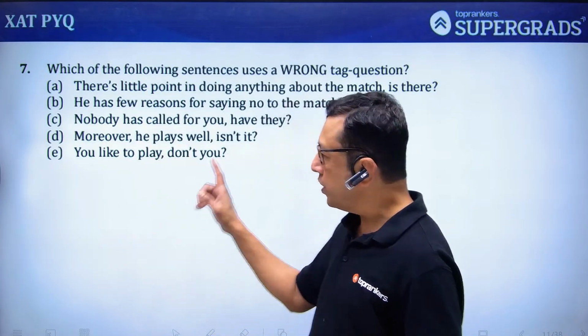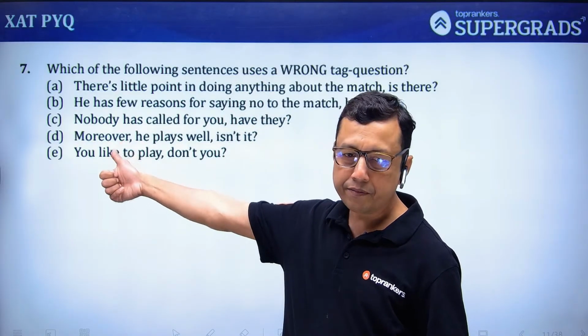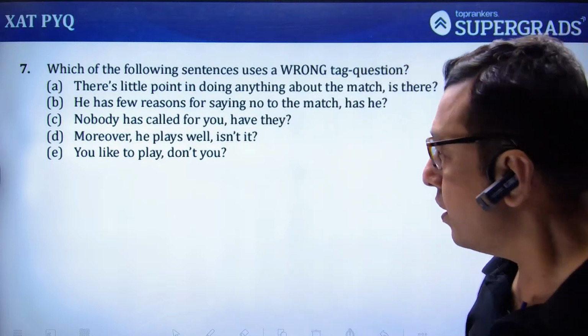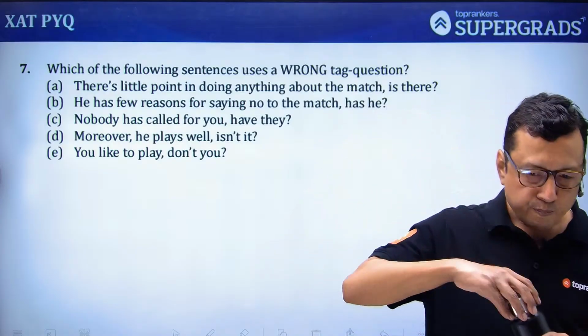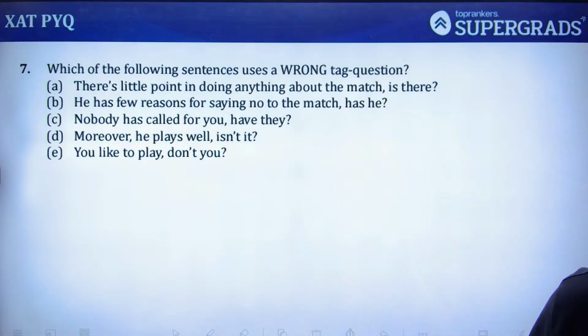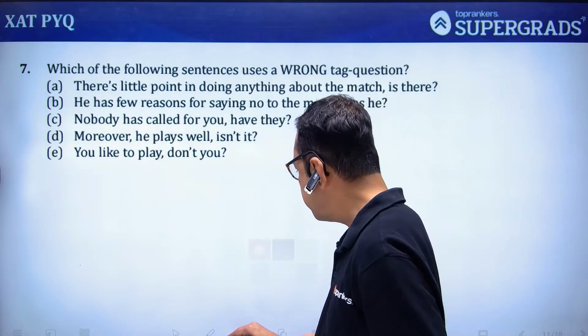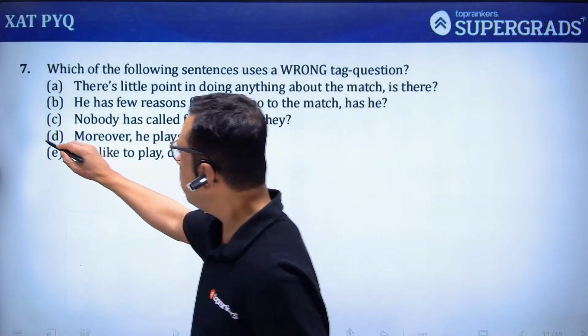Therefore, the only wrong construction is in the sentence D. The correct option therefore is D.